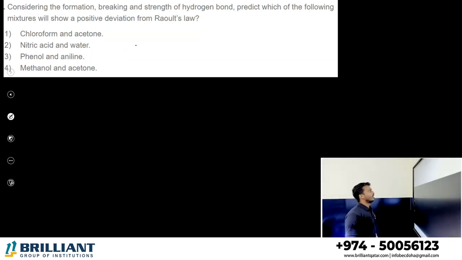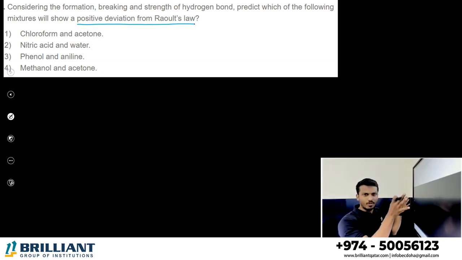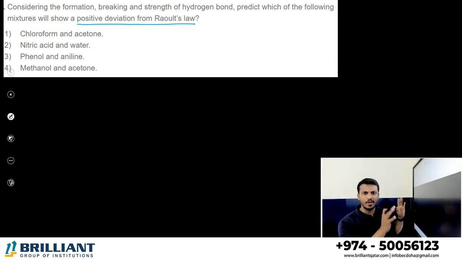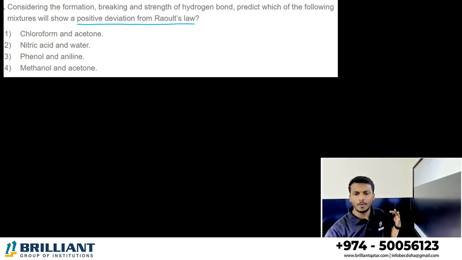Next question. Considering the formation, breaking and strength of hydrogen bond, predict which of the following mixtures will show positive deviation from Raoult's law. We already discussed this in classes. Let me give you the entire example for ideal solution and non-ideal solution. With this table, you can answer many of the questions. In this slide, I'm going to give you the maximum possible examples for each solution.